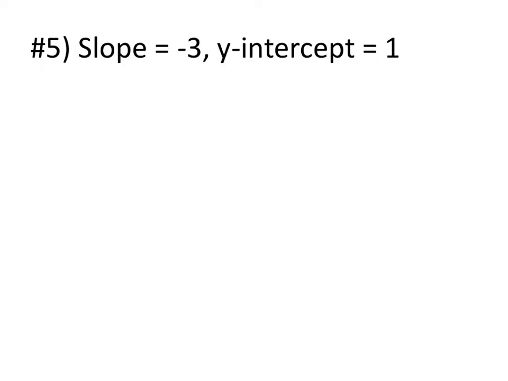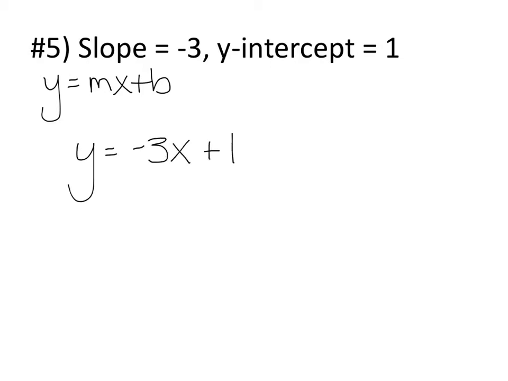Number 5 says they want us to put it in slope-intercept form, so I'm going to go ahead and write y equals mx plus b. They gave us the slope and the y-intercept. This is the only time that we can actually plug directly into slope-intercept form, because they gave us the slope, which we know is m, and the intercept, which we know is b. So we can just plug them right in: -3 for m and 1 for b. And since they want it in slope-intercept form, that's our answer.